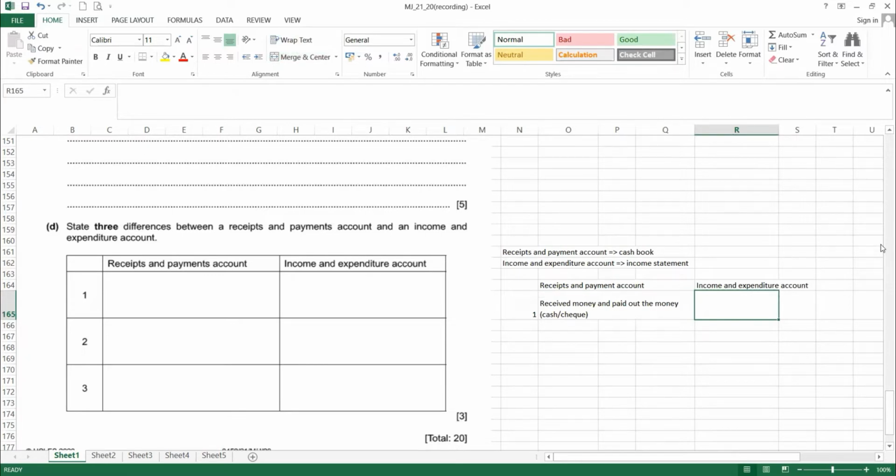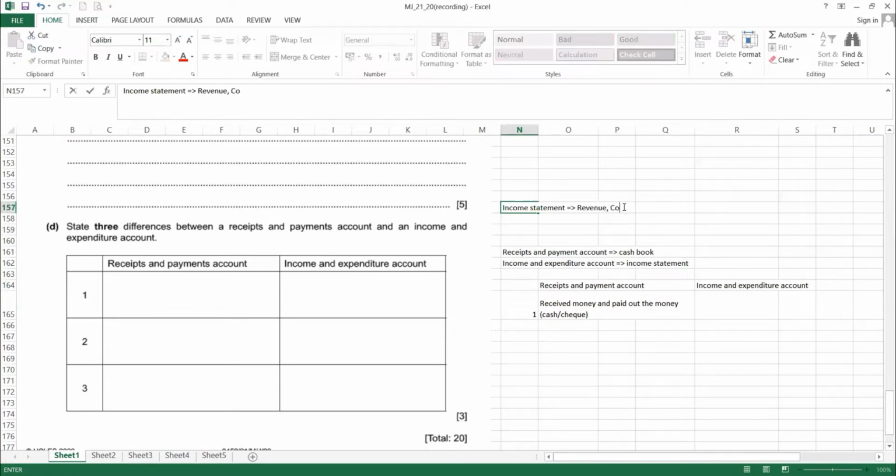Income and expenditure is only for the income statement. We talk about the income, revenue, income, expenses, cost of sales. But because this is a service account, the club is providing a service. In the income statement, you have 4 sections: revenue, cost of sales, other income, and expenses. But in the income and expenditure, you cannot talk about cost of sales because this is a service.